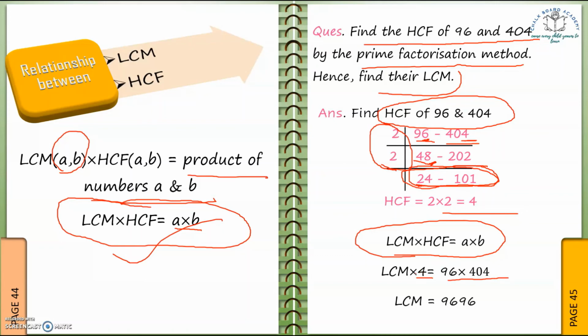Here, because this is multiplied on the left hand side, by taking it to the right hand side it will divide. So first I am going to divide. Why? Because this is a very easy number. So we will get 101. Now it's very easy to multiply anything by 101. What will be the answer? 96, 96. 9696. So LCM is 9696 and HCF is 4.